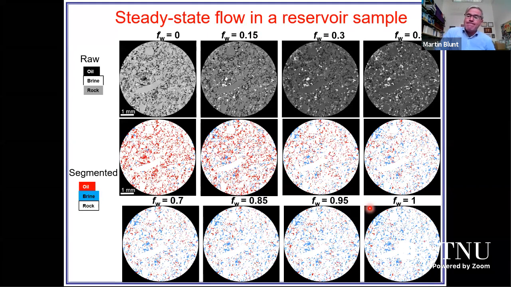So first thing is, let's look at it in a real rock. This is a reservoir sample from Abu Dhabi, from a producing reservoir. These are the raw images. These are segmented, oil in red, water in blue. So we start out with mainly oil. And then we do a steady state experiment.